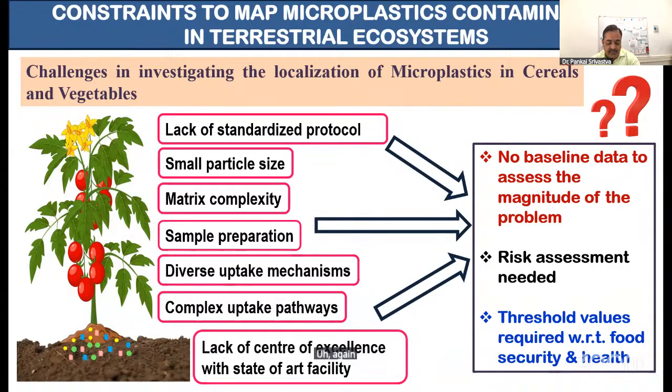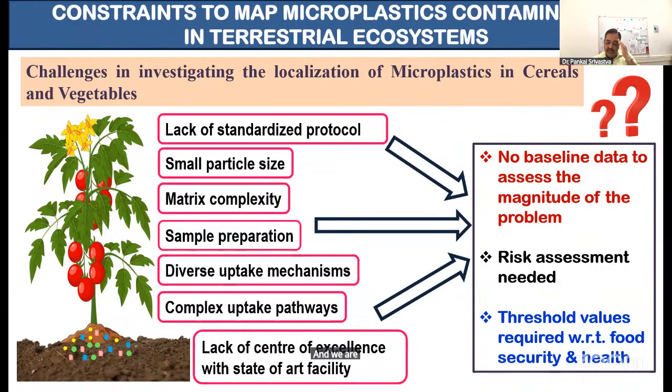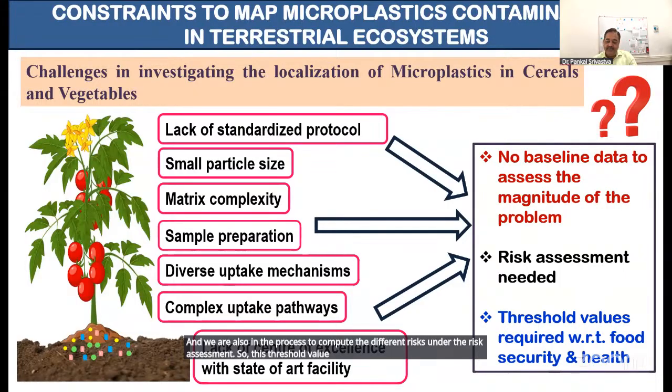Again, we are at the position to map the localization of microplastic in the cereals and vegetables. So, no baseline data on the magnitude of the problem. If we talk about the different cereals and vegetables, we are generating the data in the vegetables, especially the leafy vegetables of this northern India part. And we are also in the process of computing the different risks under the risk assessment. So this threshold value we can fix for future food security as well as human health conditions.